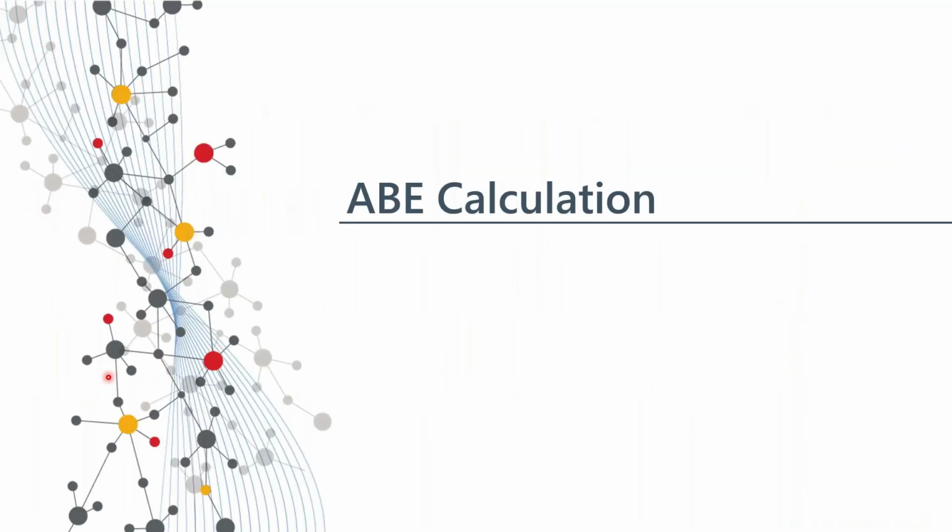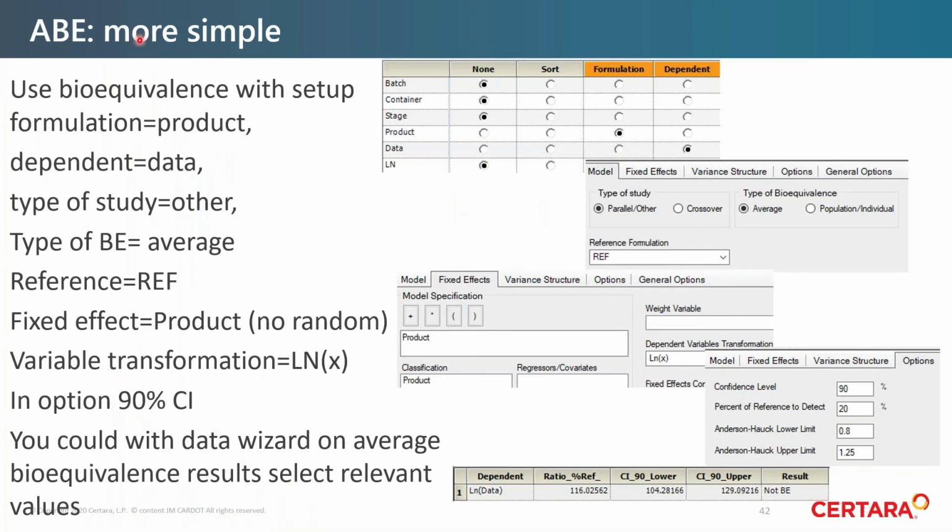What we have in Europe is an average bioequivalence calculation. This average bioequivalence calculation is another approach, very close to what we do for bioequivalence. So that means we can use something which is very easy, which is to use, in this case, the bioequivalence tool.